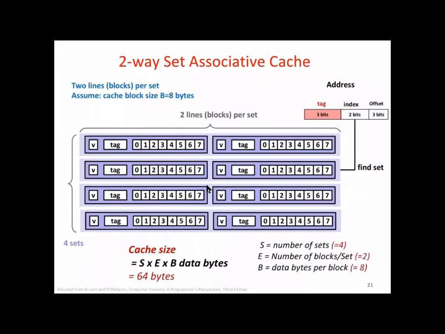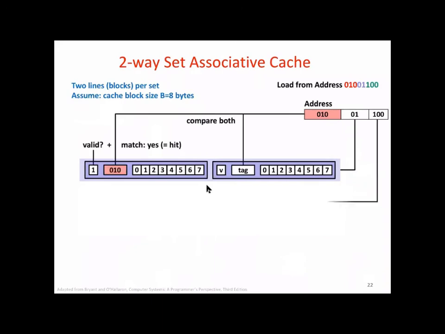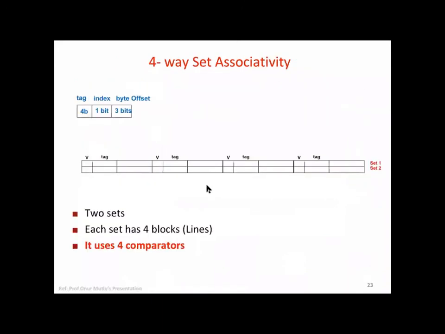Now what is the next step? Can we have a fully 4-way associative cache? Now let's have only 2 sets, and each set has 4 blocks.